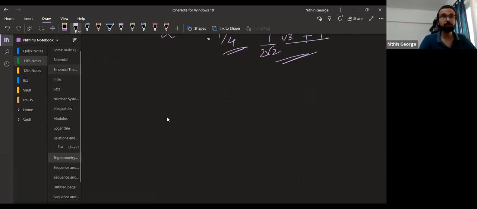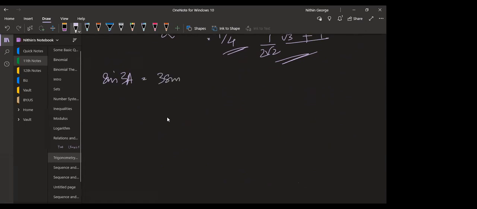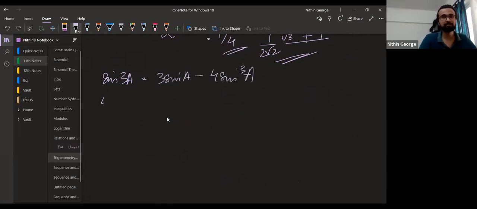Okay, you know the 3A formulas. Oh my god, I forgot to teach you that. The sin 3A formulas. What is sin 3A? 3 sin A minus 4 sin cube A. Okay, guys, never forget this. Cos 3A is 4 cos cube A minus 3 cos A.